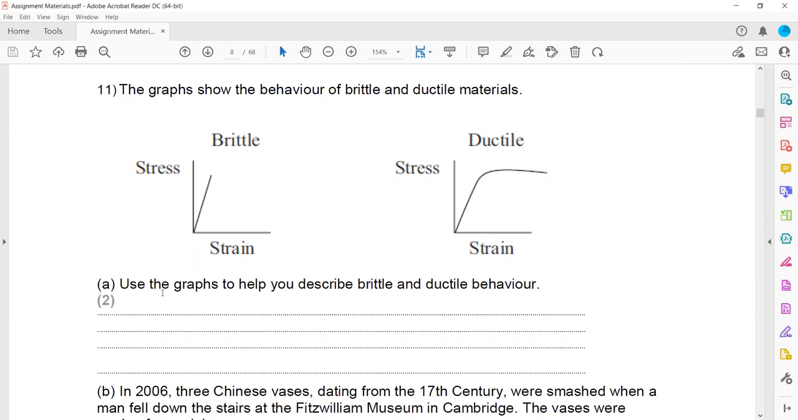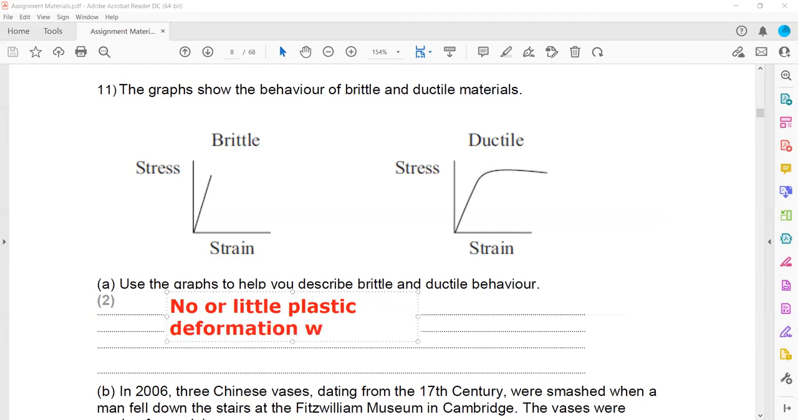So you just have to write a definition here that from this graph, you can say that there is no or little plastic deformation before the object breaks down.